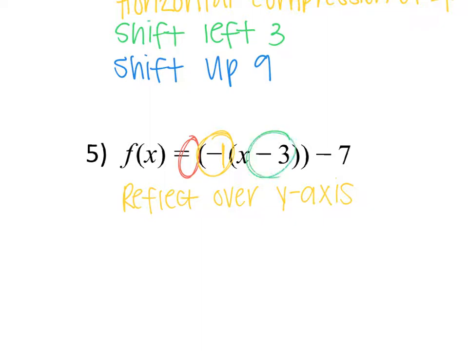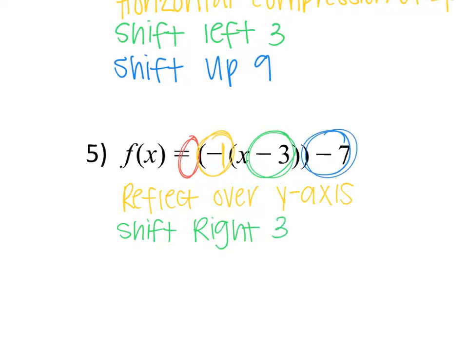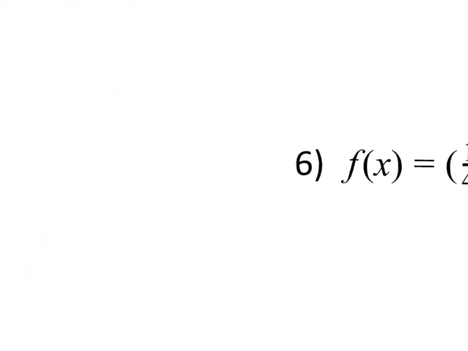Inside the parentheses, I also have this -3, which tells me I'm shifting right 3. And then on the outside, I've got the -7, which tells me I'm shifting down 7.